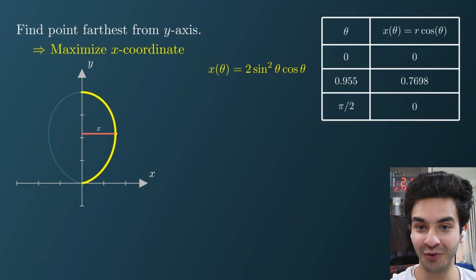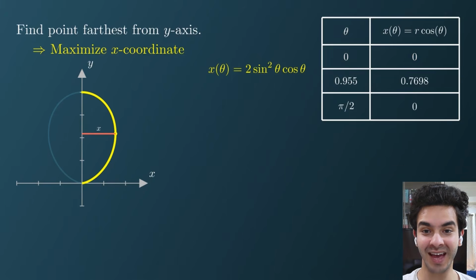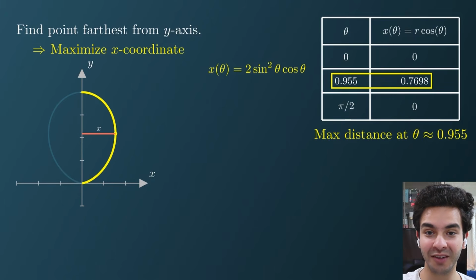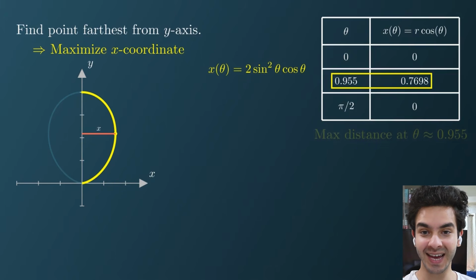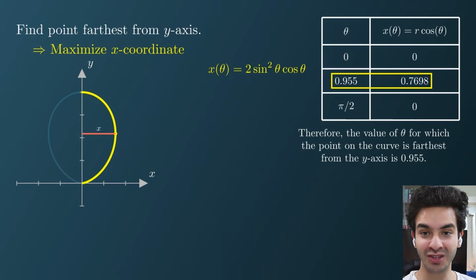Make sure to use the formula for x and not r because we're just trying to maximize x in this question. And we can clearly see that at the endpoints of the interval, the x value equals 0, which checks out with our graph. And the biggest one is clearly when theta equals 0.955. Make sure to put theta equals 0.955 here as your answer and not x equals 0.7698 or 770, because the question is specifically asking for the value of theta that corresponds to the point that is farthest from the y-axis.